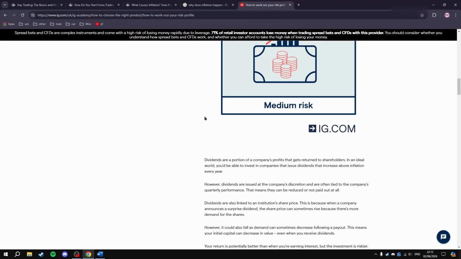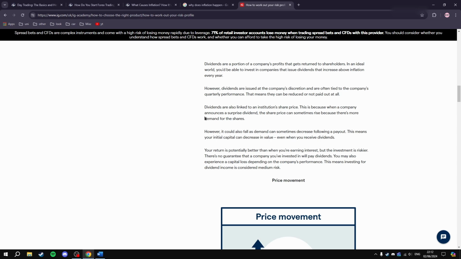In an ideal world, you'll be able to invest in companies that issue dividends that increase above inflation every year. However, dividends are issued at the company's discretion and are often tied to the company's quarterly performance. That means they can be reduced or not paid out at all.